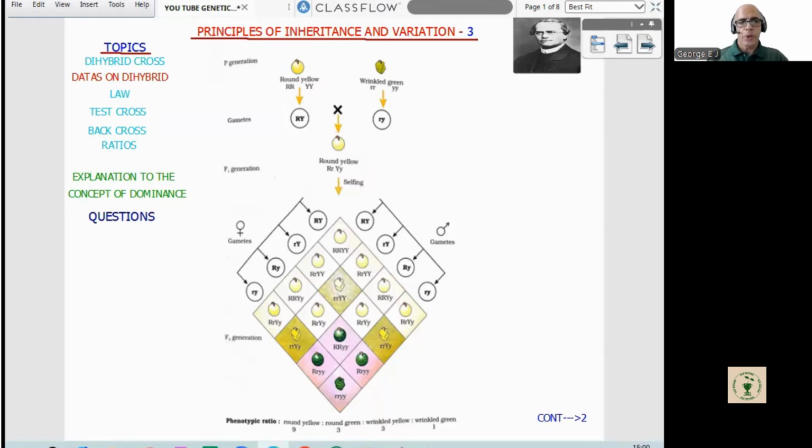On the top left corner, I mentioned the dihybrid cross, data based on the dihybrid cross, the law, test cross, back cross, and their ratios, and an explanation of the concept of dominance. Then, as usual, questions, theory, entrance. On the first page you can find a representation from the NCERT book, a typical dihybrid cross. Just to show it, I put the diagram. Now we'll go to the cross.